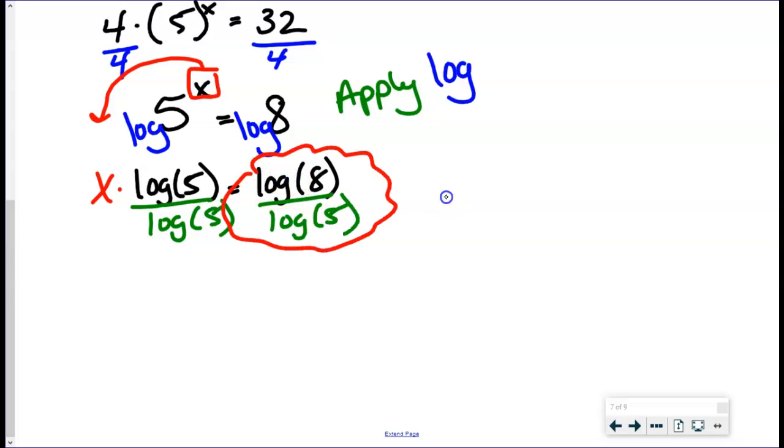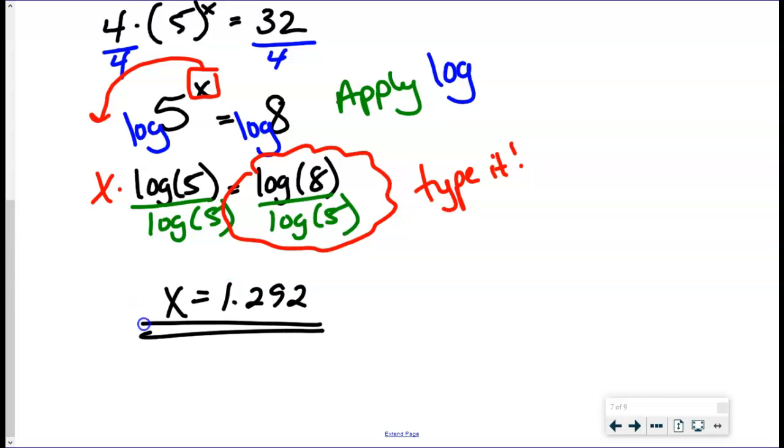Now this is a typing question. This has to be typed. And then close your parentheses after each logarithm so you don't have a mistype. And I think you end up with, let's see, 1.292. There we go.